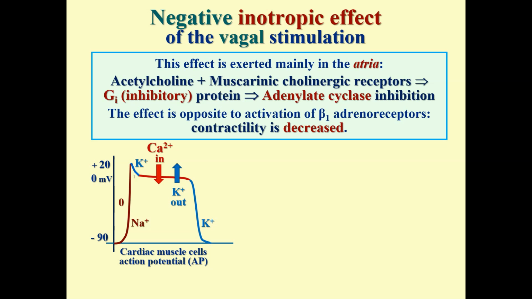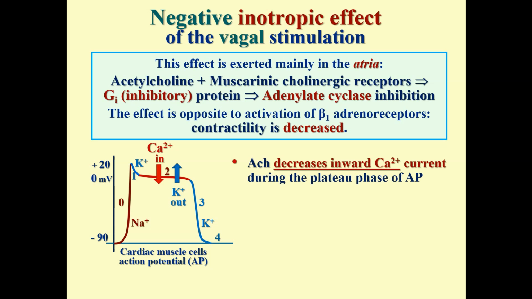Now let's see what happens. The phase numbers are here again to remind you that it starts not from 1 but from 0. But look, acetylcholine decreases the current of calcium inside because of opposition to the adenylate cyclase activity to beta-1 adrenergic receptors.